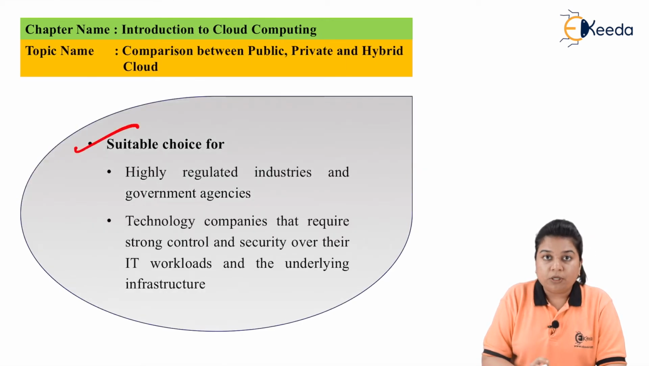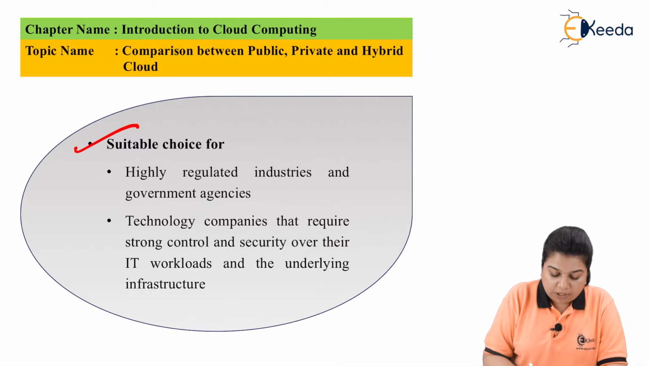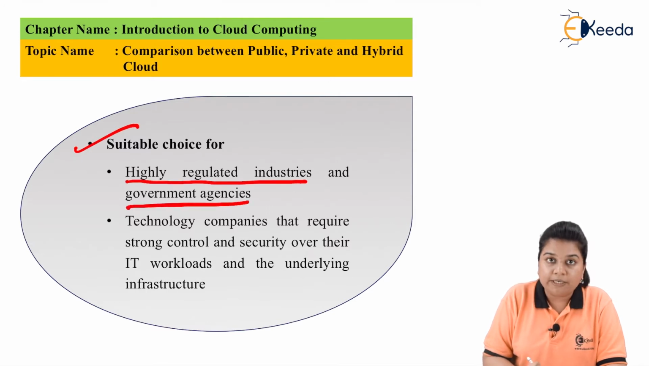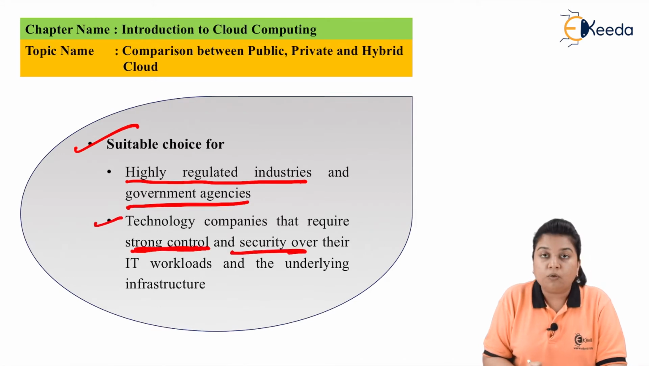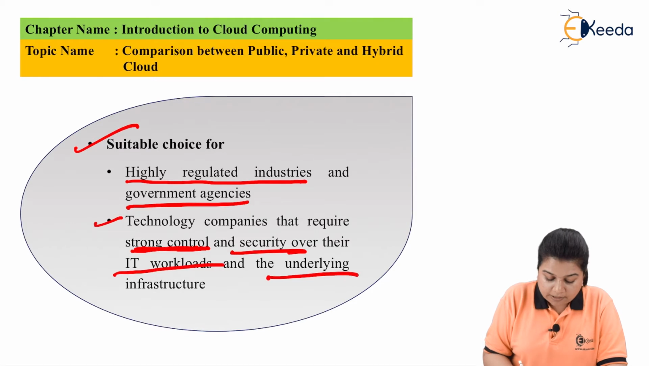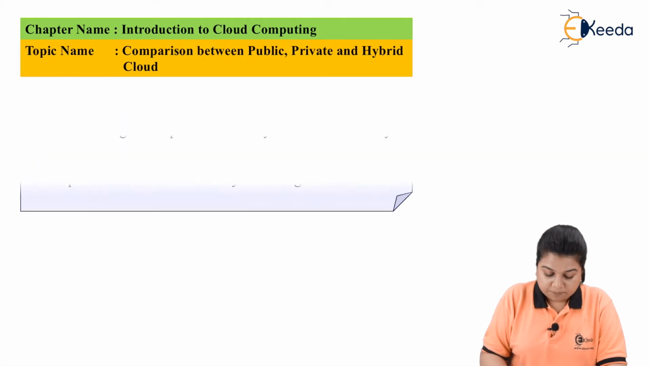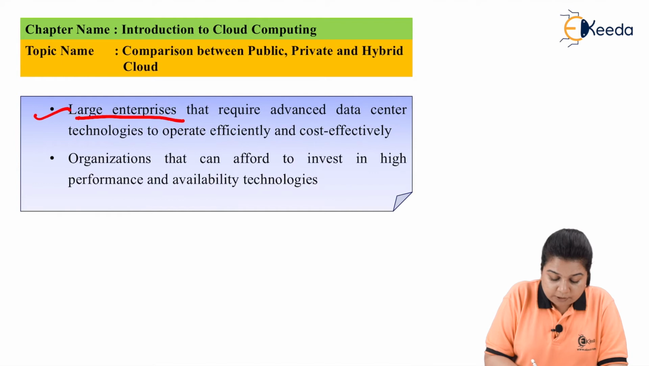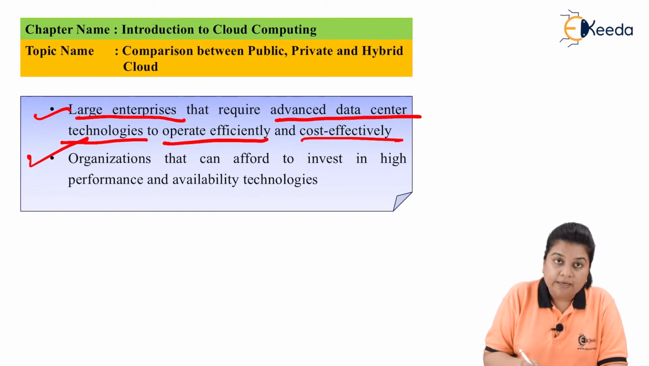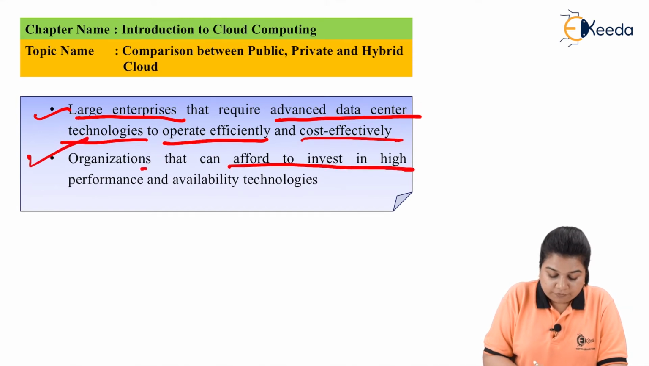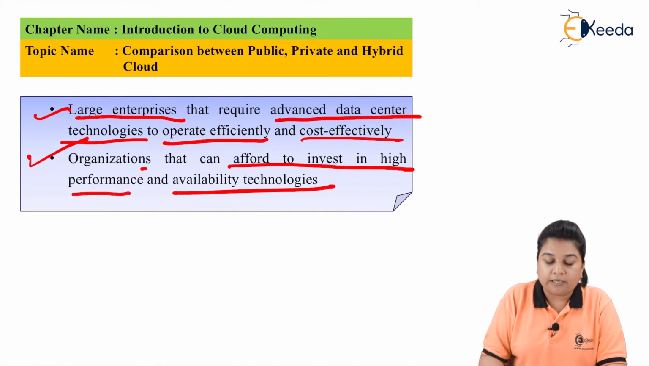Now, private cloud is a suitable choice for highly regulated industries and government agencies, since they have to hold their data and keep it with themselves. Second, it is a suitable choice for technology companies that require strong control and security over their IT workloads and the underlying infrastructure. Then the large enterprises that require advanced data center technologies to operate efficiently and cost effectively. And then organizations that can afford to invest in high performance and availability technologies.